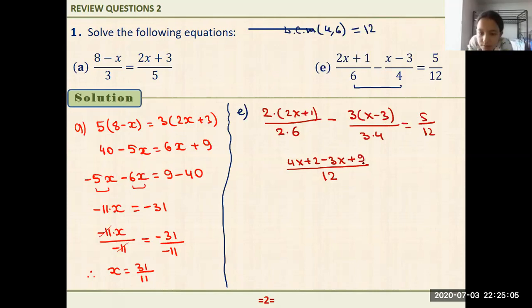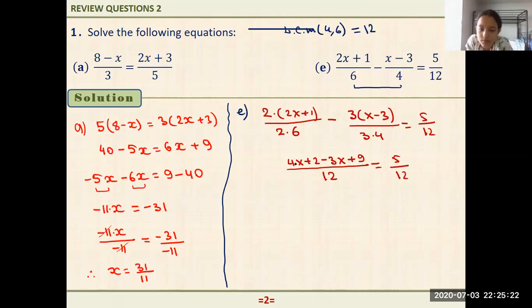Plus 9 times. Oh my God. Yeah, minus 3 times minus 3 is positive 9. Equals on the right hand side 5 over 12. But still we cannot cross multiply because we didn't simplify it yet.